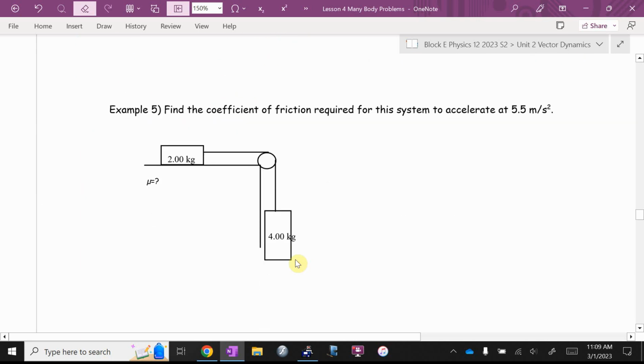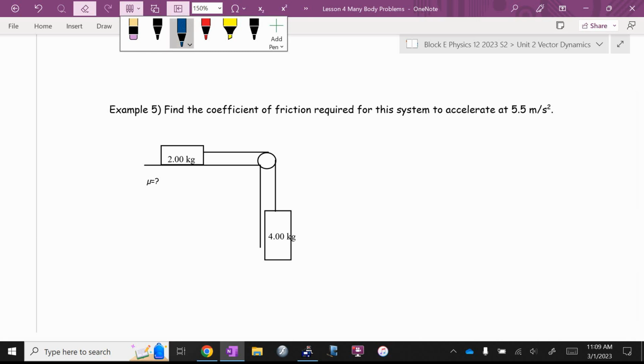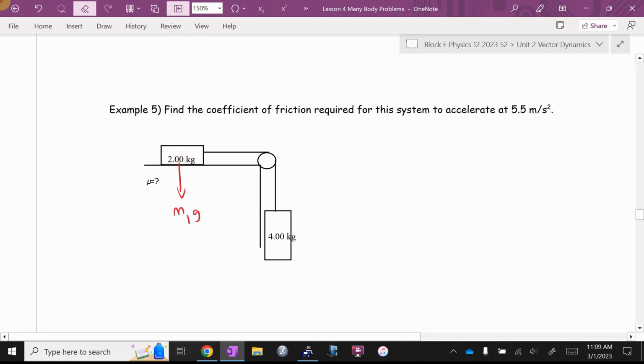Ella, what's example 5 asking me to find? What's mu? What might this be a good job for? What are the forces acting on it? Okay, let's do M1. It's going to be M1G, normal force 1, tension. Don't forget friction, right, Ella? I'll call it friction force number 1 to go with mass number 1. What are the forces acting on mass 2? M2G and? Okay.